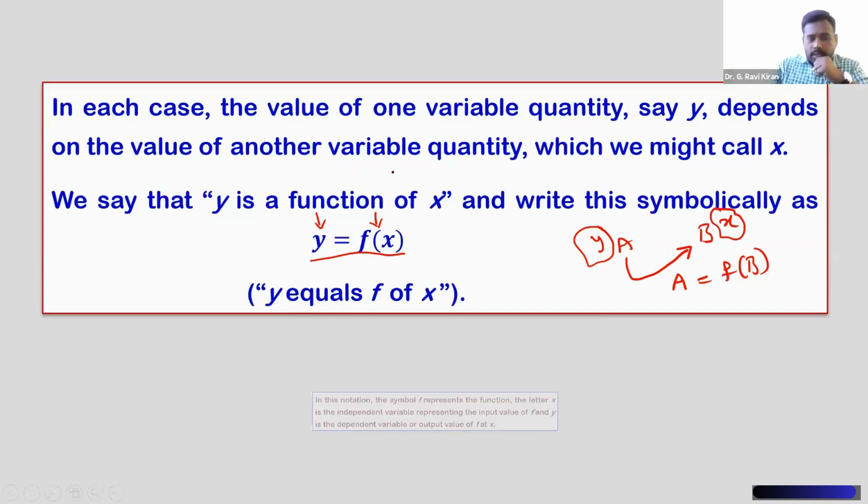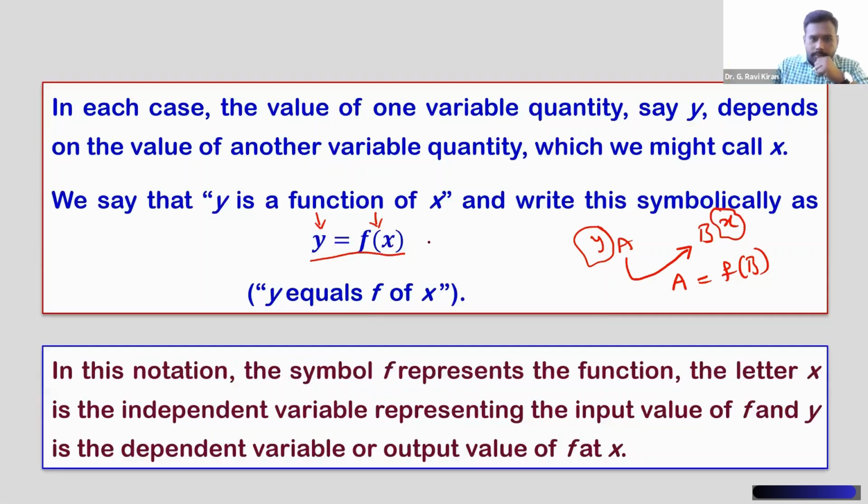When you write a function with this notation, f represents the function, and Y is the variable. As many of you know already, when you write Y equals f of X, X represents the independent variable and Y is the dependent variable. Y is a function of X, so you call X the independent variable and Y the dependent variable.